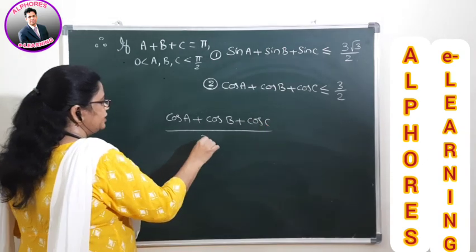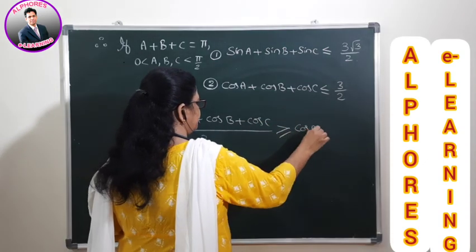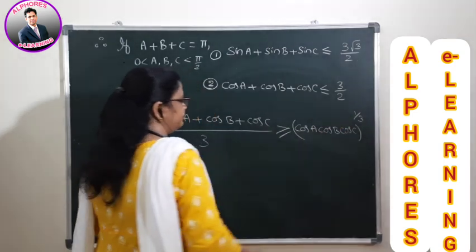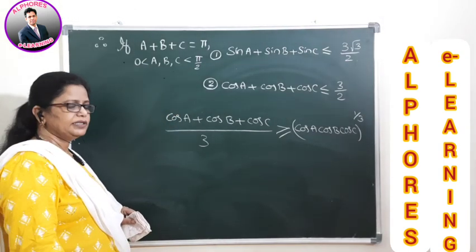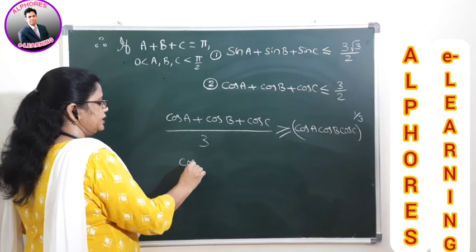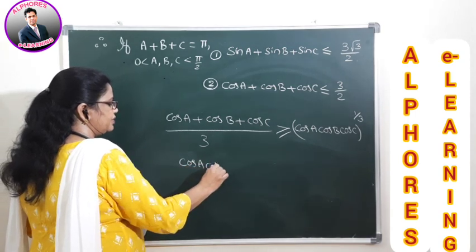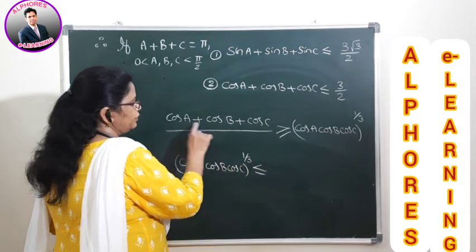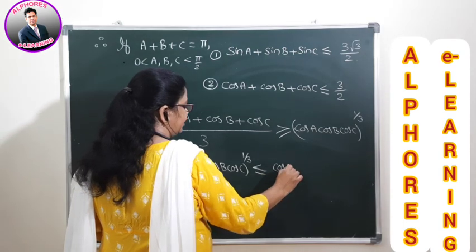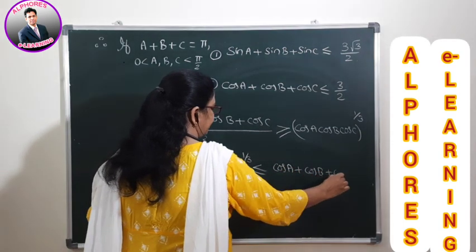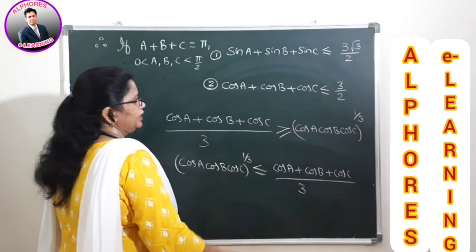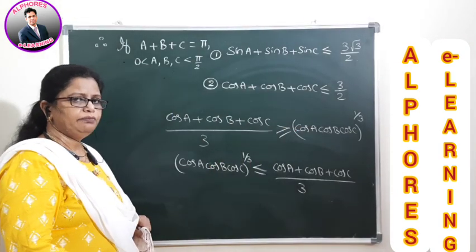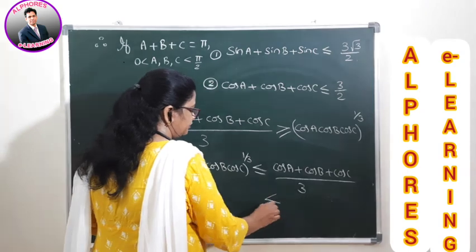What is this value here? It is greater than or equal to (cos A into cos B into cos C) whole to the power of 1 by 3, if they ask about the product cos A, cos B, cos C. Then if I reverse it, (cos A into cos B into cos C) to the power of 1 by 3 is less than or equal to (cos A plus cos B plus cos C) divided by 3. But students, this divided by 3 is less than or equal to how much actually? 1 by 2. Understand? That implies it is less than or equal to 1 by 2.